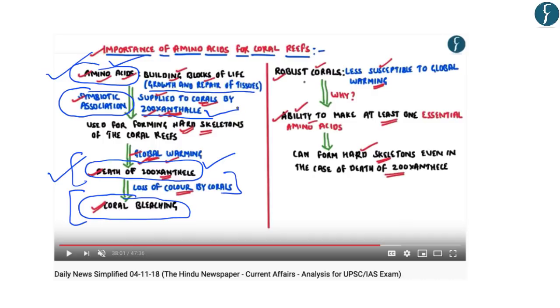Now what this news highlighted was that robust corals produce their own amino acids and are not dependent upon the zooxanthellae algae for the production of amino acids which are important for the growth and repair of the tissues of the corals. And that is why these robust corals can survive even under the impact of global warming, which was highlighted in this news article. So some of the points mentioned in this DNS could have been used in answering your question that appeared in the mains examination of 2019.